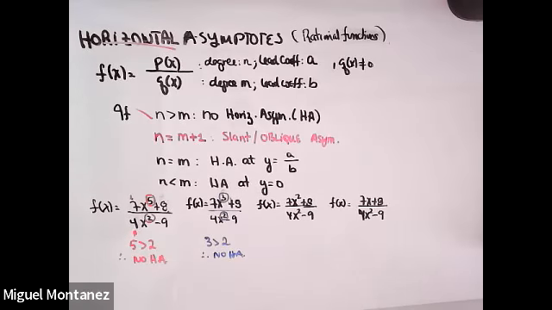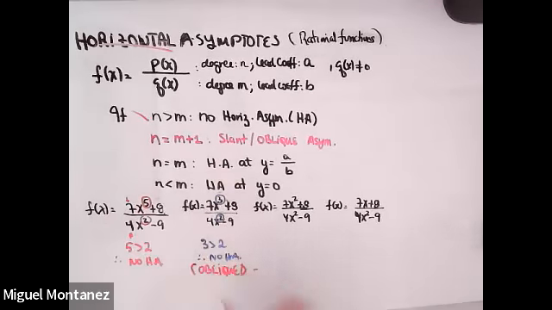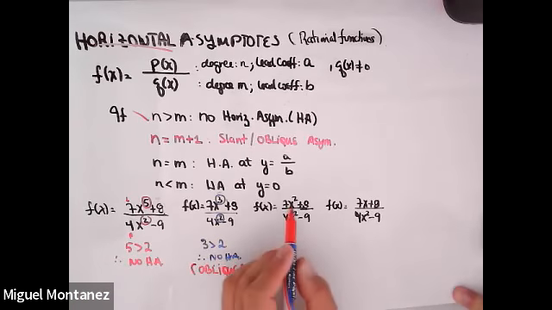However, in this one, we may conclude that we will have a slant or oblique asymptote. Why? Because the difference is by 1. So here we will have an oblique, I went with the red, it's better. Oblique or slant asymptote. Okay, so that will be case number 2. Still no horizontal asymptote, of course.